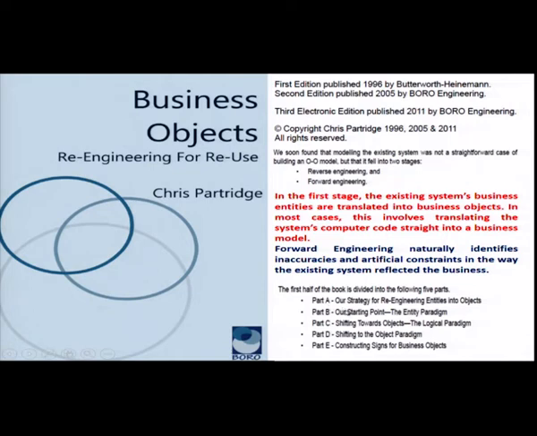Business Objects by Chris Partridge is a very nice book. The first half of the book is divided into the following 5 parts: part A, our strategy for re-engineering; part B, our starting point; part C, shifting towards objects; part D, shifting to the object paradigm; part E, constructing science for business objects. So, this is where I am using this book as a very good illustration for business driven architecture, use case driven architecture, requirements driven architecture. Whichever object we are talking about, whichever organization you are talking about, these 5 parts will put you firmly in the business driven architecture model.